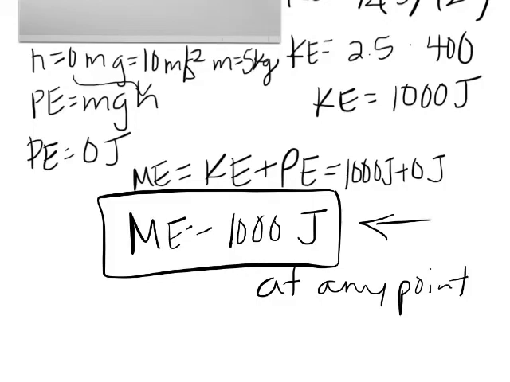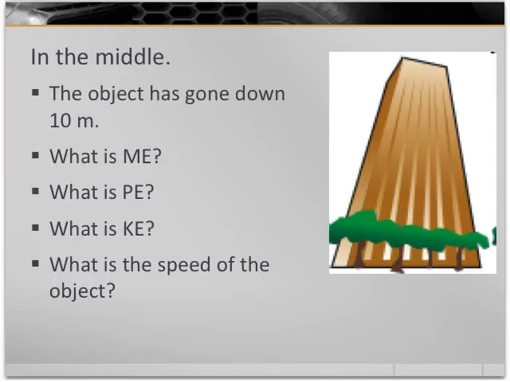All right? So let's say in the middle, our object has gone down 10 meters. So, mechanical energy, what is it? I hope you are all saying 1,000 joules. We don't even need to do a calculation to figure that out. We've already done it twice. All right? So, our potential energy. We have enough information based on our knowns to figure out the potential energy again.